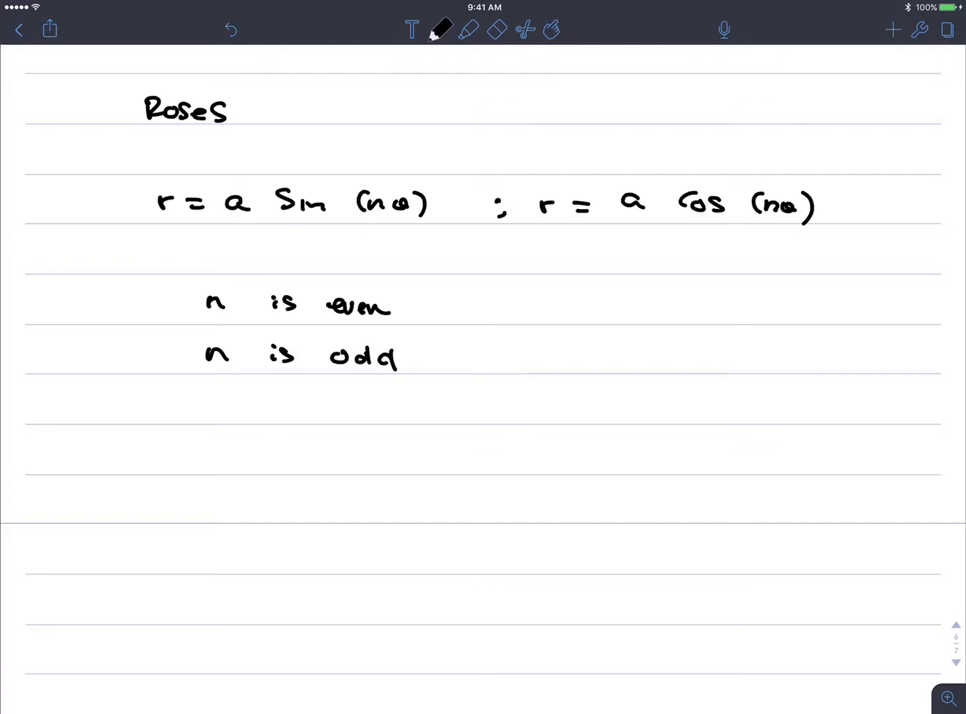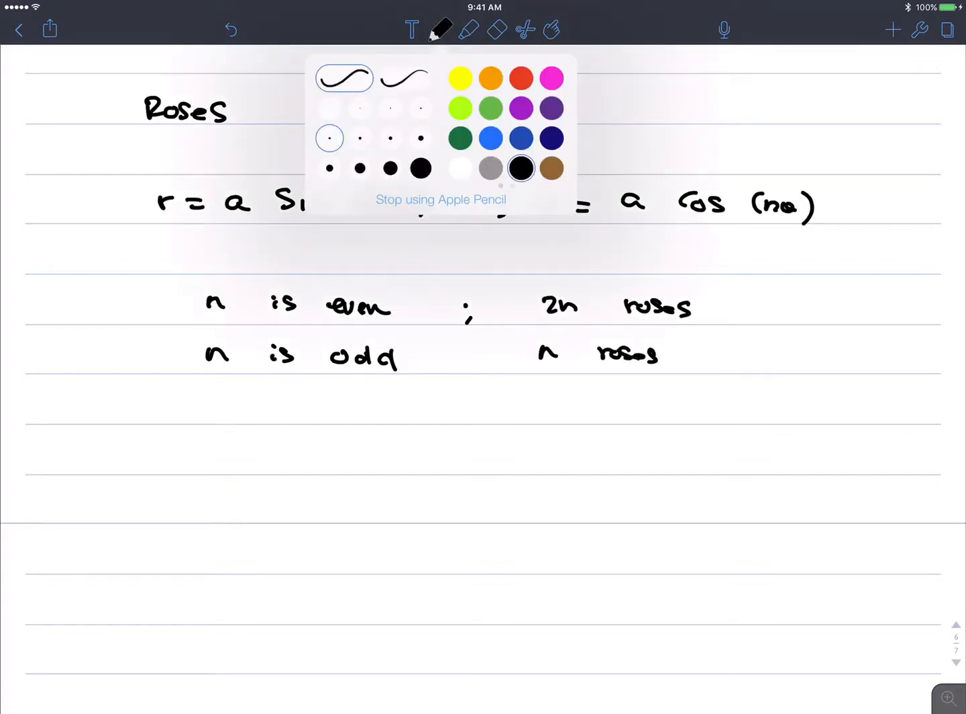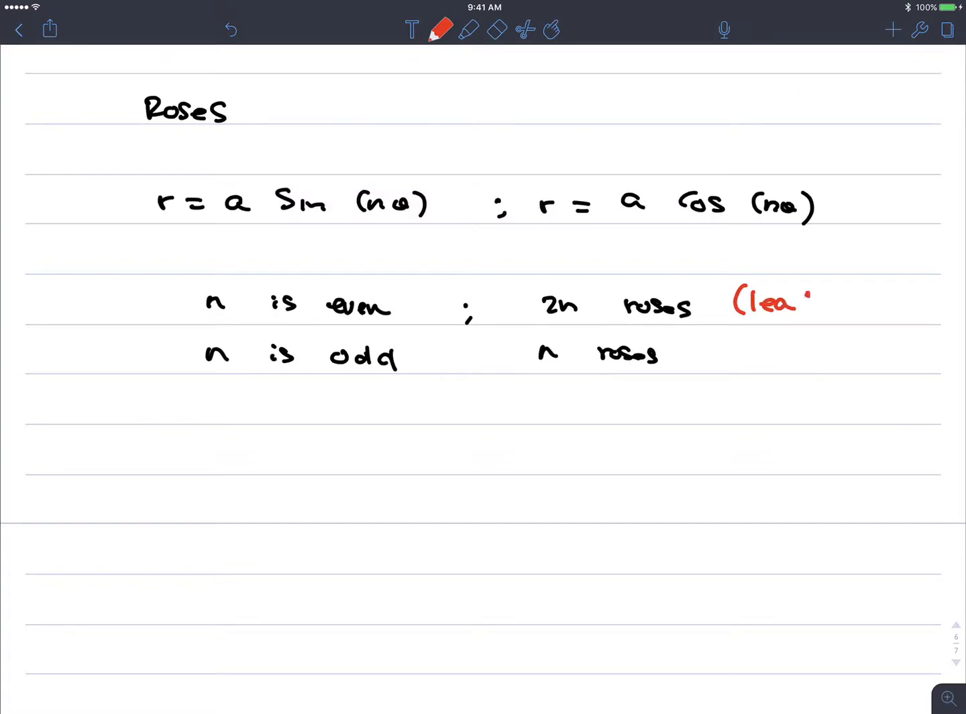Now when n is even, we have what's called 2n roses. When n is odd, we have n roses. Maybe to be more specific, leaves. So if you have an odd value, well, that'll give you an odd number of leaves. If you have an even value, essentially you double your leaves. So we're going to look at some examples here of roses.